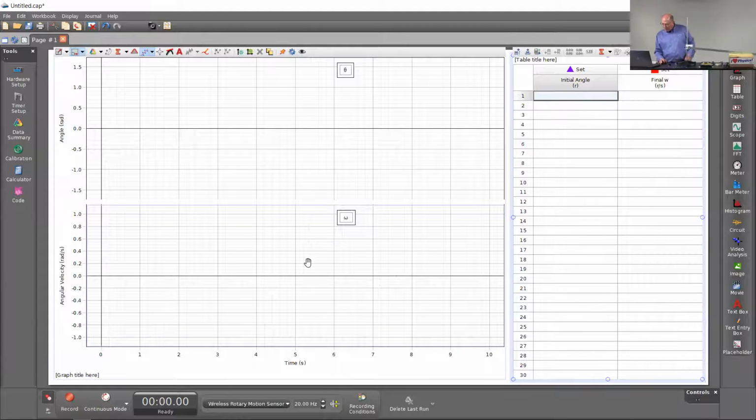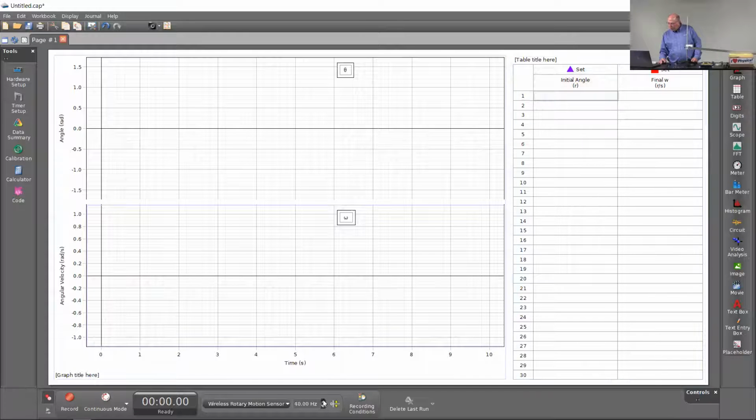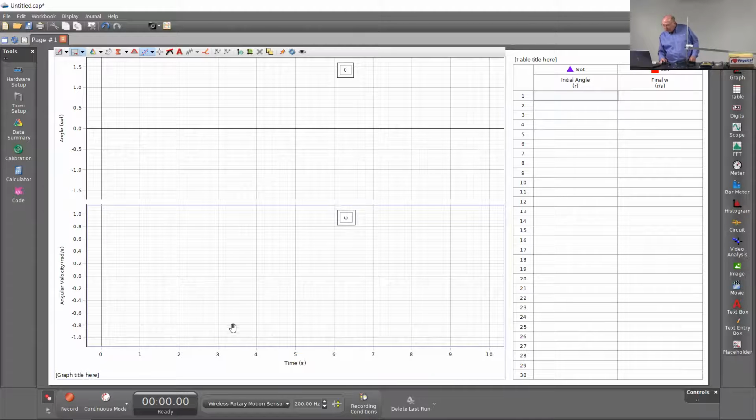So now I'm ready to collect data, but for the high angle parts, when it's going through the horizontal, it's going pretty fast. And if I want better data, I want to collect at a higher data rate. So down here, the default is 20 Hertz. I'm going to raise that up to 200. You could even go higher if you want. 200 works, as we'll see, but I'll leave that up to you.